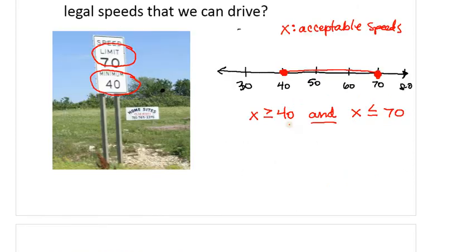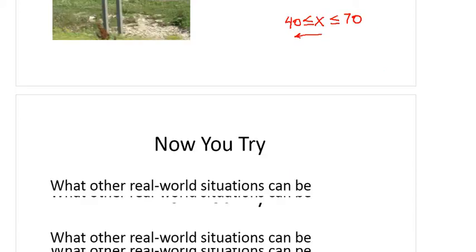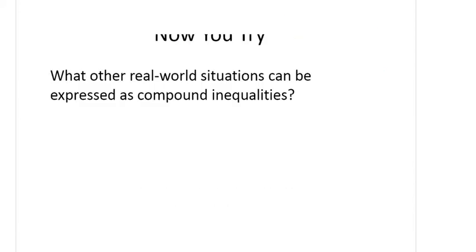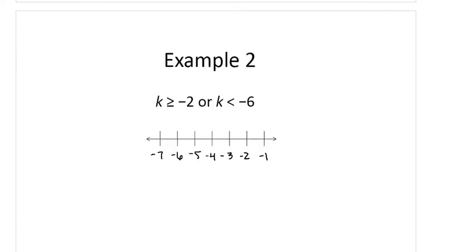Now, if I want to, I can go ahead and write this like this, where I've got x is less than or equal to 70, and x is greater than or equal to, I know I said that the wrong way, but when I'm thinking about this, I'm reading it now backwards. So where 40 is less than or equal to x, and x is less than or equal to 70. Two ways that you could write an and compound inequality. You're going to get to the now you try tomorrow. But for now, let's take a look at example 2.